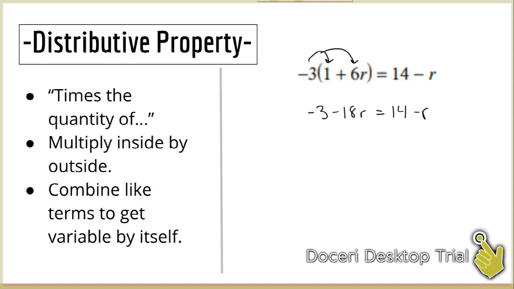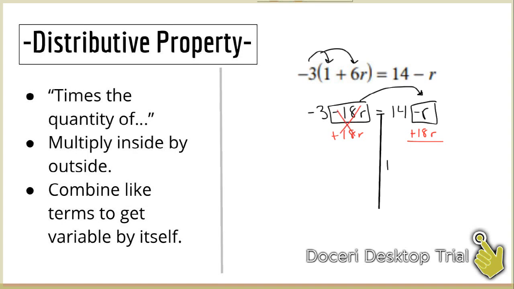Now we want to go in and combine our like terms. If we look, we have a negative 18r and we have a negative r. We know that negative 18 is less than negative 1, so we're going to go ahead and move that. The inverse of subtracting 18r is adding 18r, so we're going to add 18r to both sides. Our 18r's cancel out, and on the right side we're left with 14 plus 17r. On the left side we have negative 3.